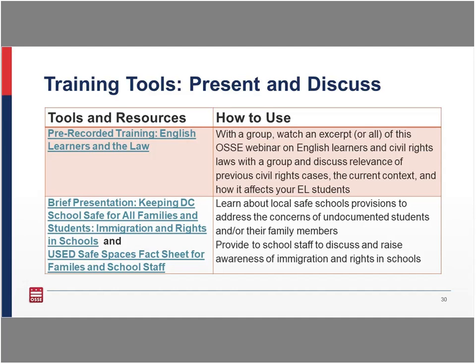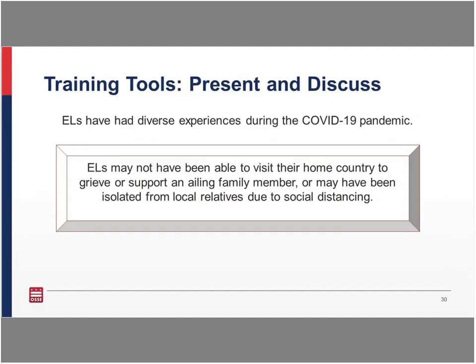There's also a presentation on keeping our local schools safe for families and students, so that you as educators and administrators know about the rights that students and families have in DC schools, along with a U.S. Education Department fact sheet. It's colorful. It can be posted up on the wall. It's a Safe Spaces fact sheet for families and school staff, again, outlining what their rights are and what are not lawful actions that can take place on the school grounds.